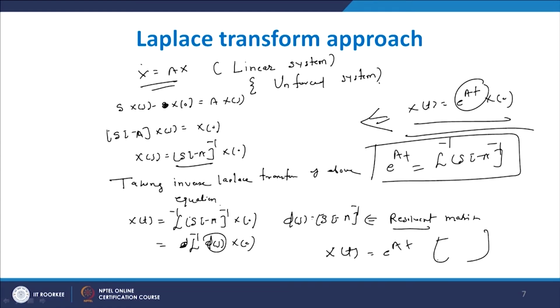Hence for x of t we have e raised to At, and we have to see what the initial conditions are. Let us say the initial condition is 1 0, we have to multiply it by this, and we can get the value of x of t. That is the state equation of the system. So, here the state equation can be determined by means of the Laplace transform or by the conventional approach, but we will find that as the order increases, the Laplace transform approach is quite convenient.